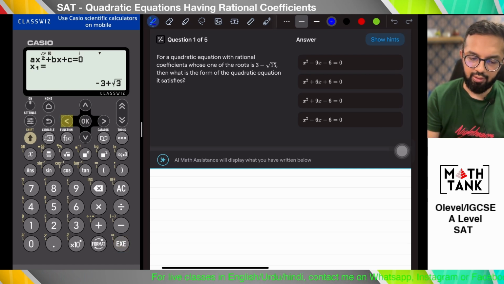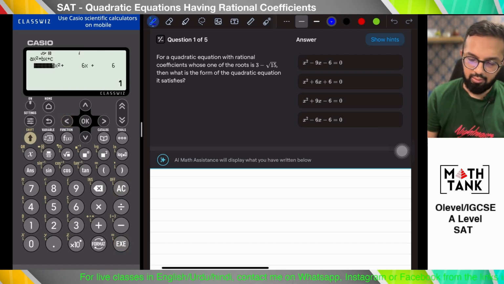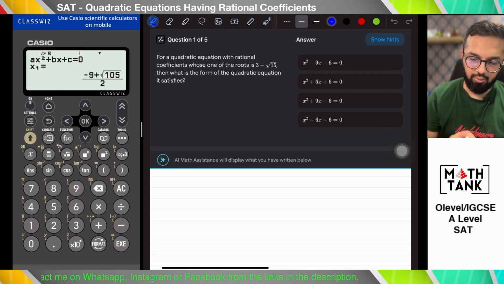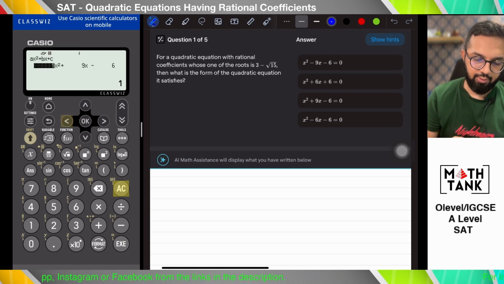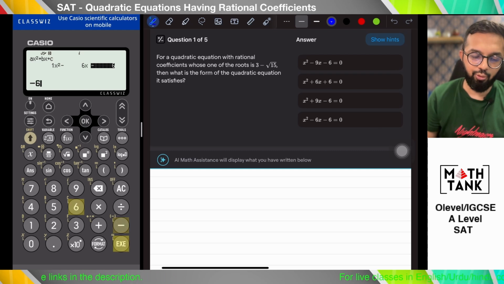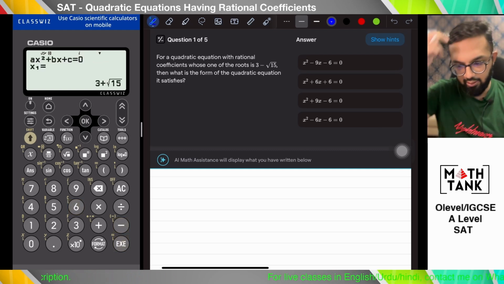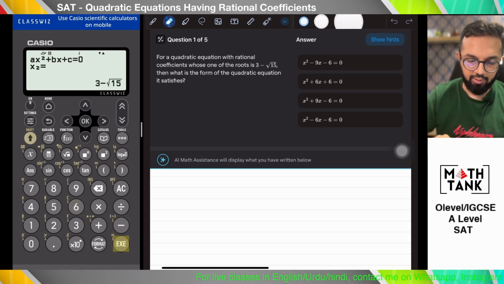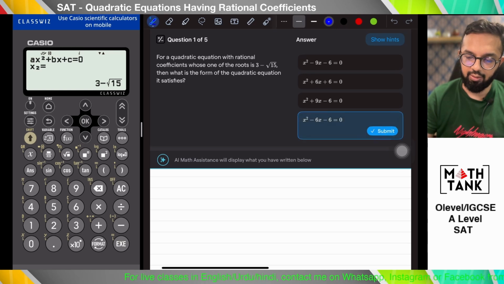That one also doesn't really work. 1, 9, and minus 6. Okay, that also doesn't work. This is the first time I'm having to solve so many of them before I can get to my answer. Yep, that one should work. 3 plus root 15 and 3 minus root 15. So D.